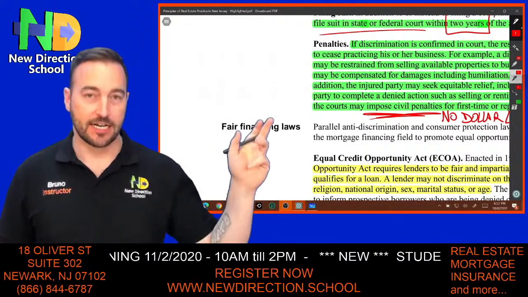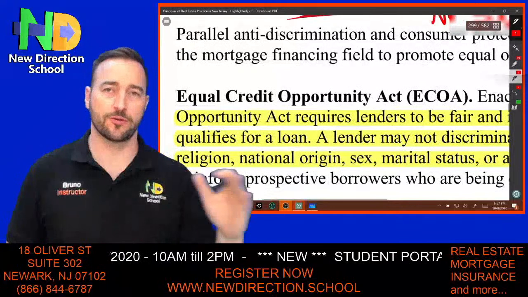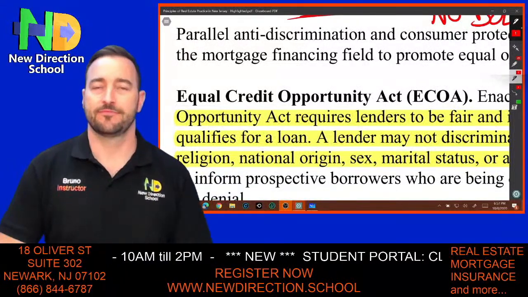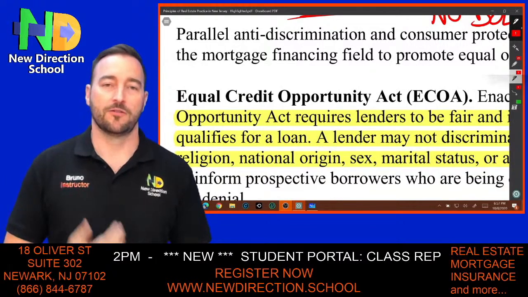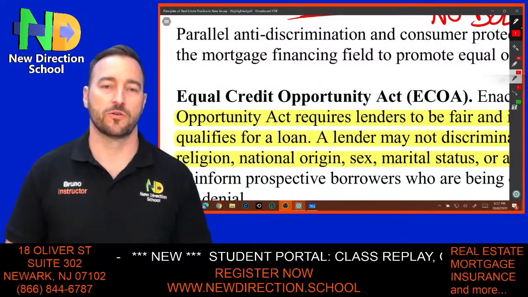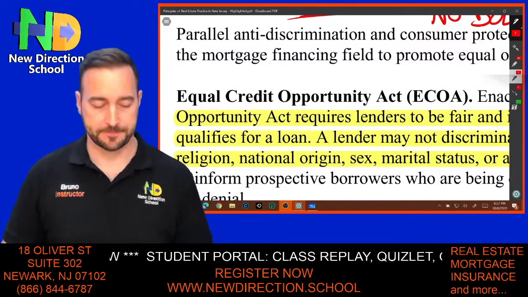All right. Fair financing laws. We talked about this several times, so I'm going to move right through. Equal Credit Opportunity Act. Everybody's entitled to apply for a loan regardless of their race, color, religion, national origin, and so on, right? You guys remember this? We talked about it in financing twice, right?